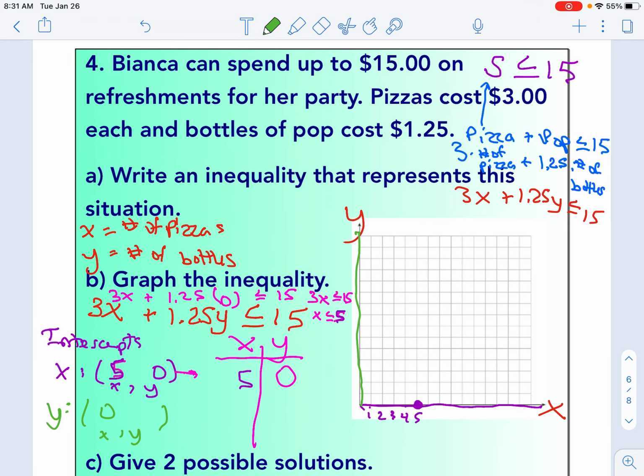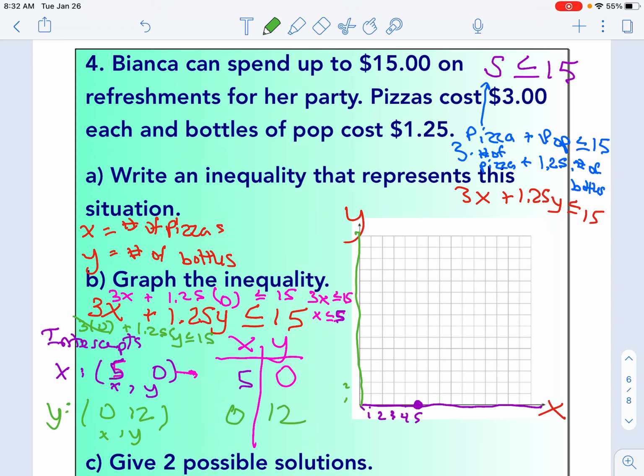My Y-intercept, I have to put 0 in for X. So I'm going to take 3 times 0 plus 1.25 times Y, and that has to be less than or equal to 15. I'm running out of space, but remember, this becomes 0, so when I divide by 1.25, 15 divided by 1.25 is going to give me, let me just do that really quick, 12. So this is 12.